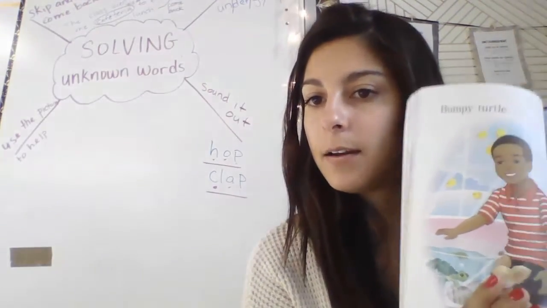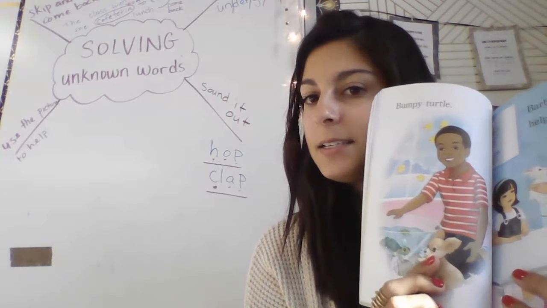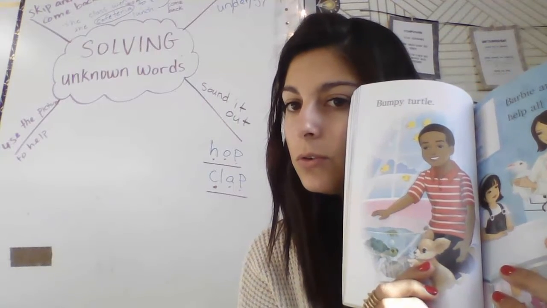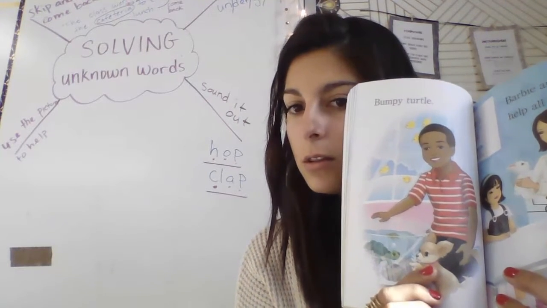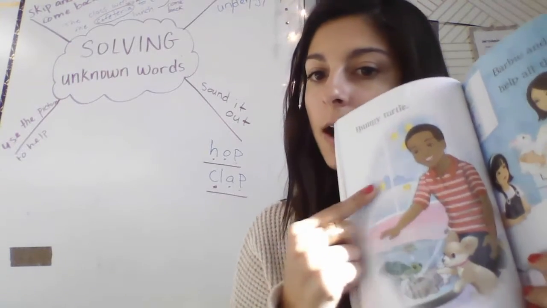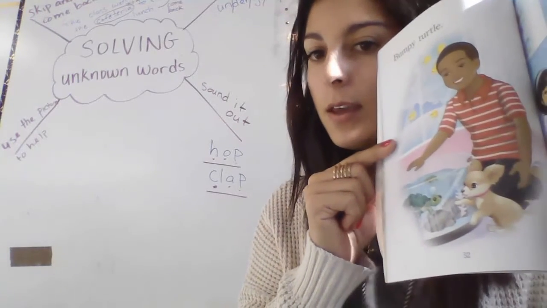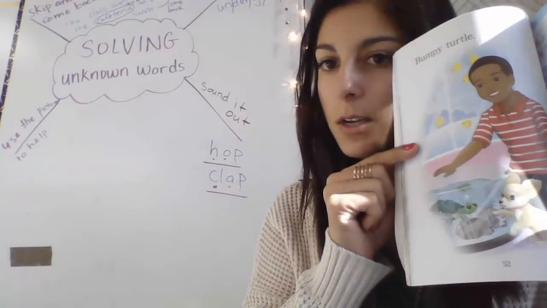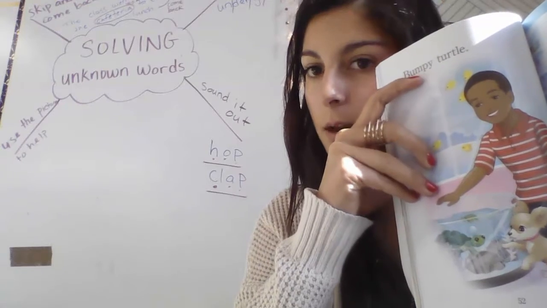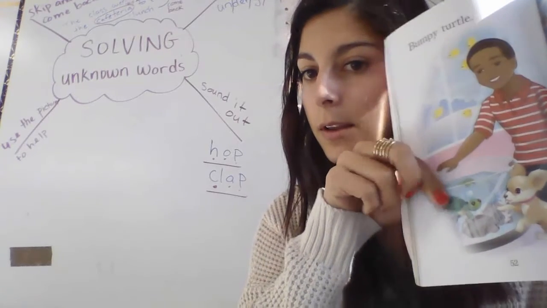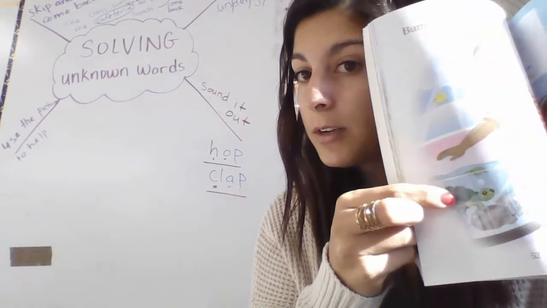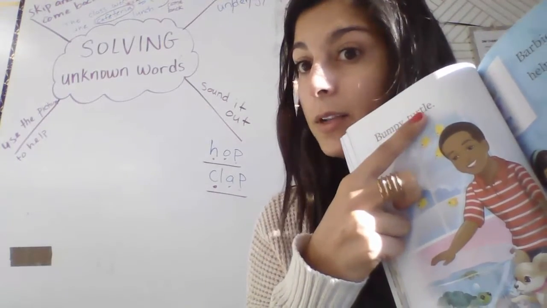There we go. Okay. It says bumpy... Well, I don't know what this word is. So bumpy something. I can look here and think, what is something in this picture that would start with a T? And I see a turtle. So let's see if that makes sense. Bumpy turtle. I think that makes sense and it goes with what's going on. So see how I use the picture to help me figure out what this word was.